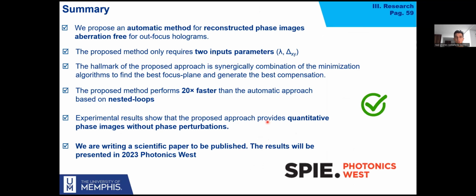So here is a summary of this work. We propose an automatic method to reconstruct aberration-free phase images from autofocused holograms. The proposed method only requires two input parameters. The core of the proposed approach is the synergistic combination of minimization algorithms to find the best focus plane and generate the best compensation. The proposed method runs 20 times faster than the automatic approach based on nested loops. Experimental results show that the proposed approach provides quantitative phase images without phase perturbation.